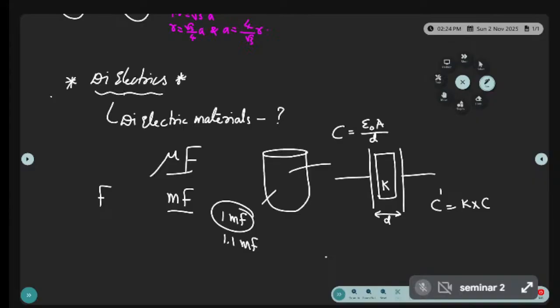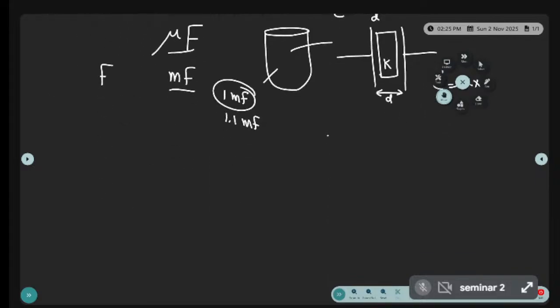Now what is dielectric material? For understanding dielectric material, we make use of insulators. We make use of insulators. Means with insulators we are going to learn about dielectric materials. We try to get knowledge about dielectric materials with the help of insulators.